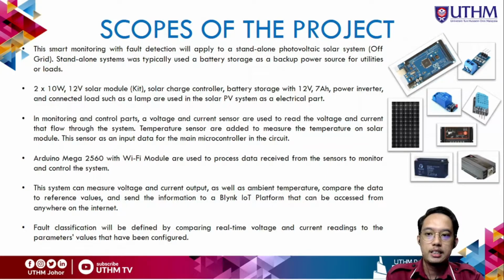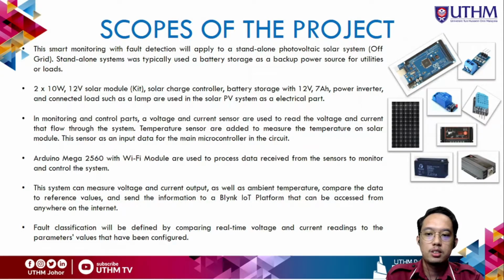Secondly, in the monitoring and control part, a voltage and current sensor are used to read the voltage and current that flow through the system. A temperature sensor is added to measure the temperature on the solar module. These sensors act as input data for the main controller in the circuit. Arduino Mega 2560 with Wi-Fi module is used to process the data received from the sensors to monitor and control the system.